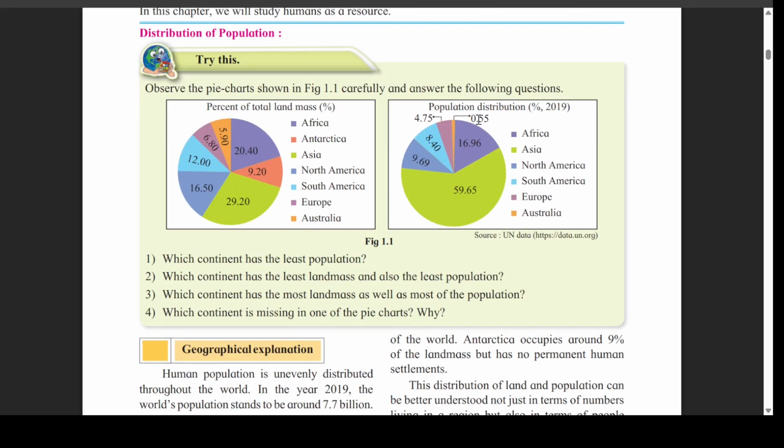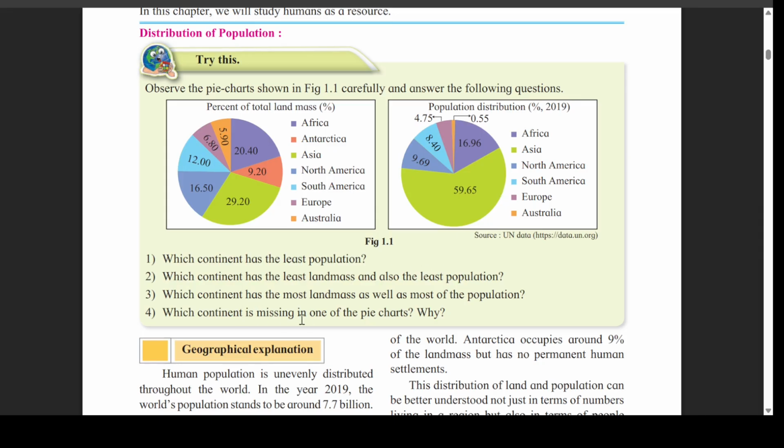Yes, it is Australia. Australia has the least population, 0.55. Which continent has the least landmass and also the least population? Yes, it's also Australia. It has the least landmass and least population. Which continent has the most landmass as well as the most population? Of course, it's Asia. Most landmass and most population.